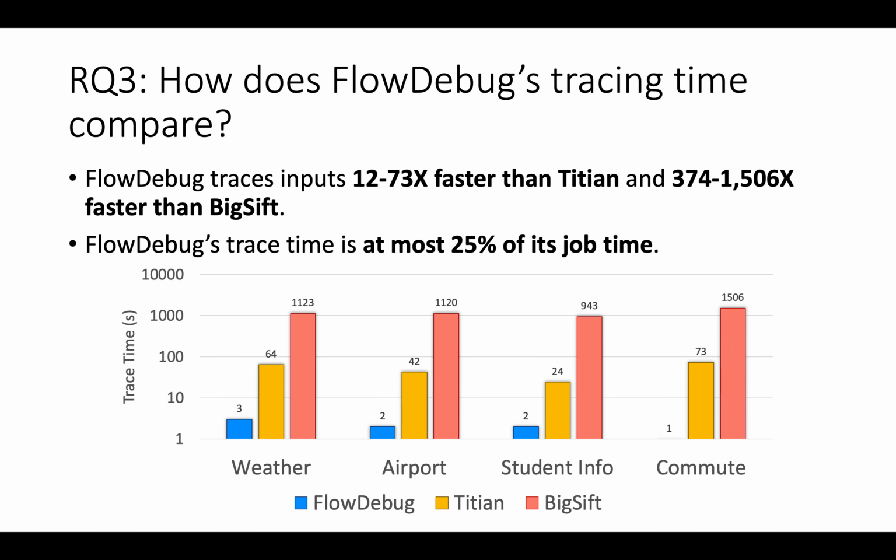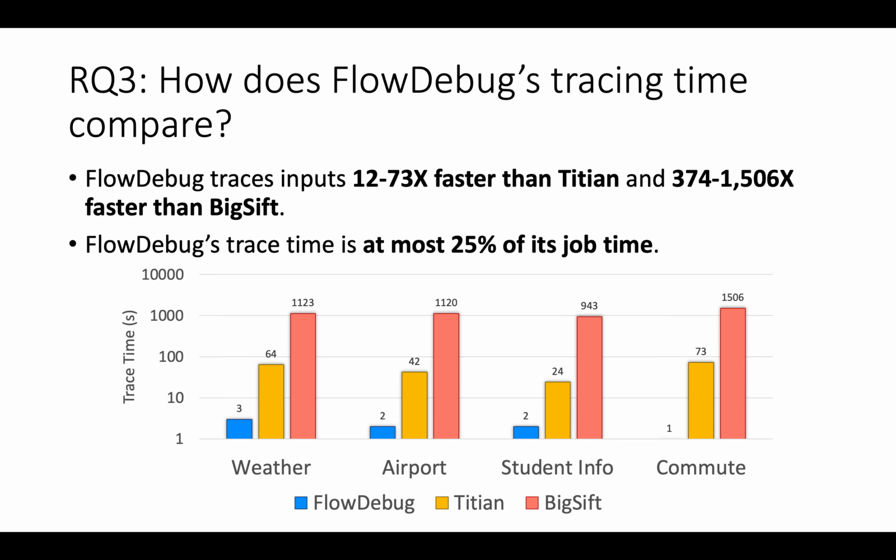For our final evaluation question, we evaluated the tracing or analysis time of FlowDebug. We observed that FlowDebug produces an input trace that is dozens of times faster than Titian and hundreds to thousands of times faster than BigSift. One particularly interesting observation that isn't really clear from this slide alone, unless you combine the results from the previous slide, is that FlowDebug's total trace time is actually a small percentage of the total instrumentation and trace time combined.